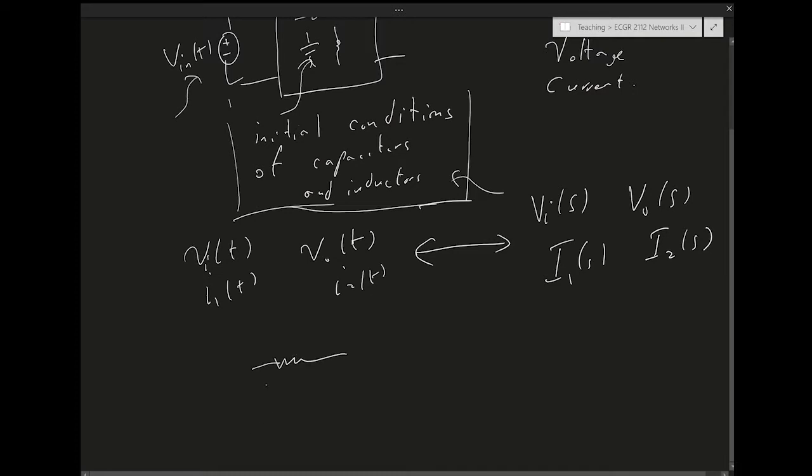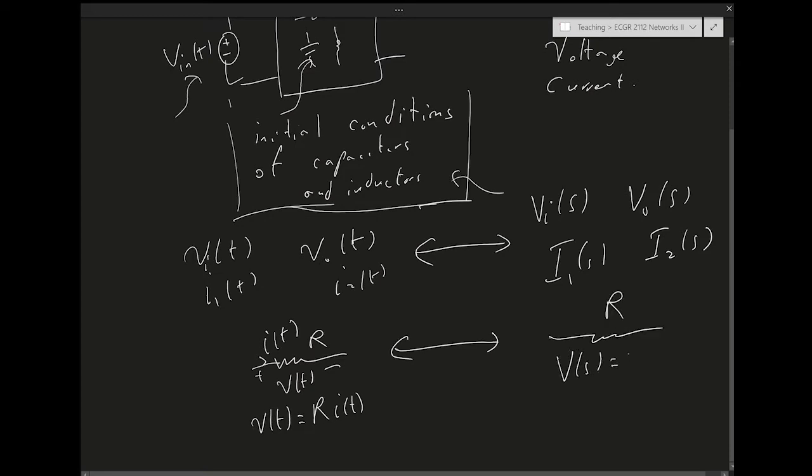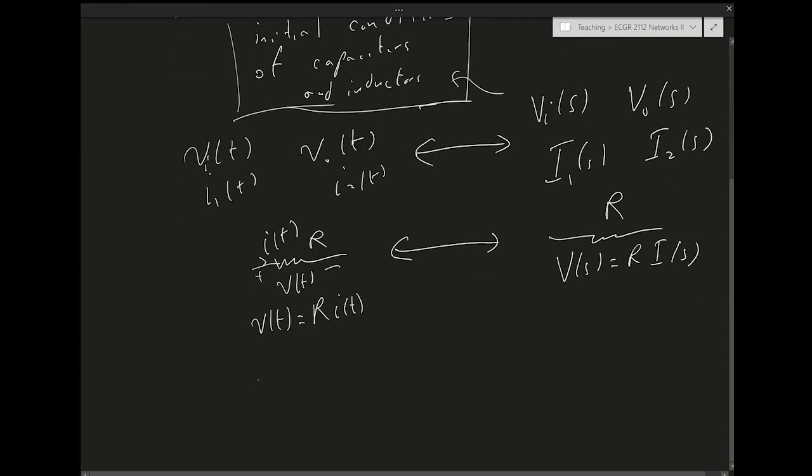So we have the resistor. The resistor has v(t) and then i(t). So for the resistor, v(t) equals R i(t). In the Laplace domain, the resistor will look like this: V(s) equals R I(s). Nothing fancy here, nothing changes much. Where things change are for inductors and capacitors.